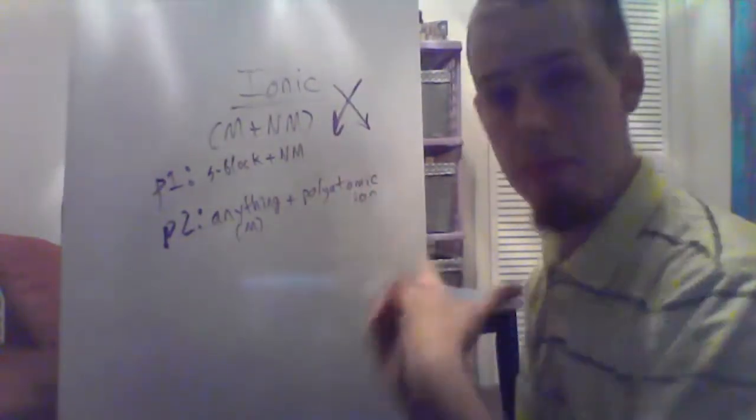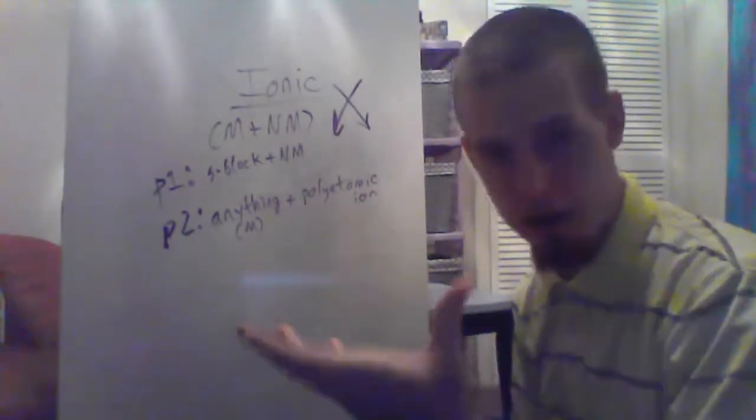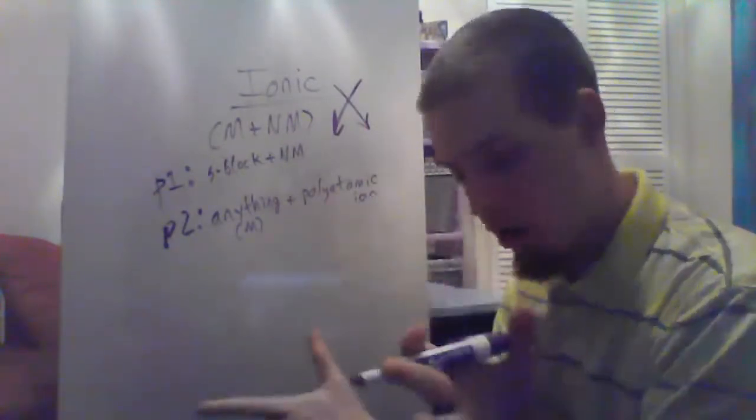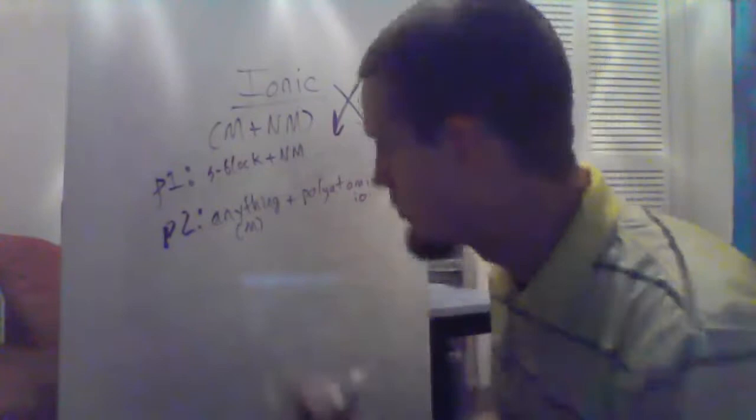Ion, okay. Those are on the back of your periodic table. Just as a reminder, they're on the back. You don't see it on the front. Flip it. There it is.